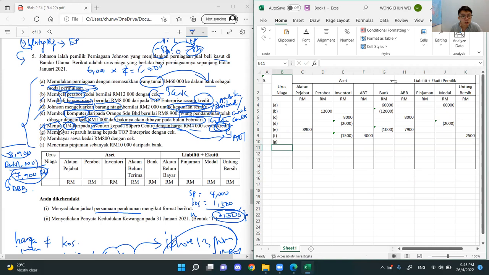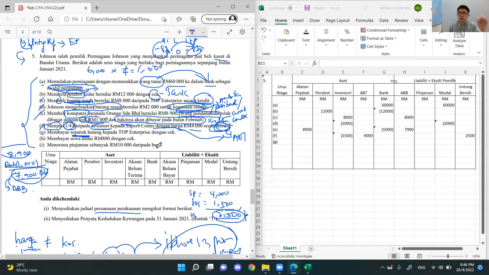And what is G? G, membayar separuh hutang kepada top enterprise dengan cek. Hey, apa tu separuh? If you don't know what separuh means, you didn't learn your grammar in Bahasa Melayu. Okay? Membayar separuh means what? Half.